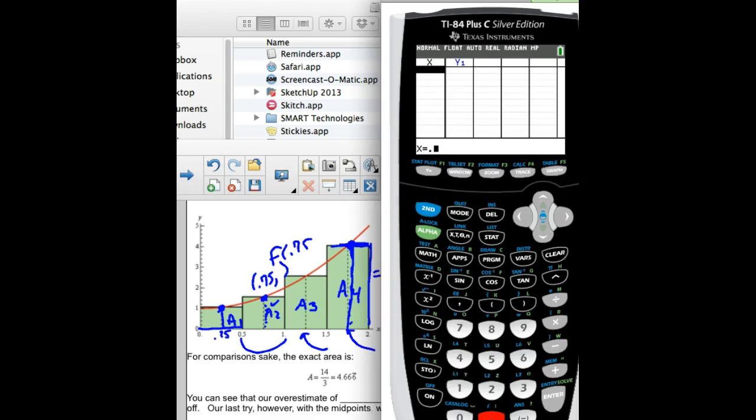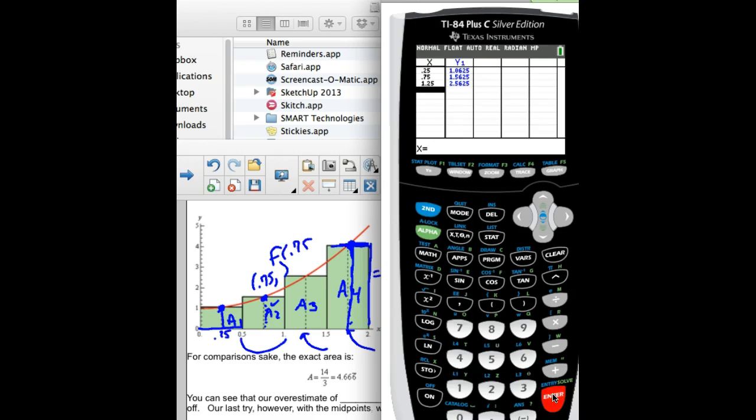So I want to ask it what the height would be at 0.25. I'll hit enter. And then I'm in the middle of a half and 1, so I'm at 0.75. For my next, f of that would be 1.5625. And then my next one was f of 1.25.